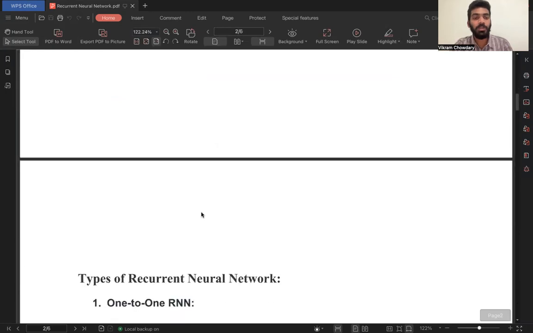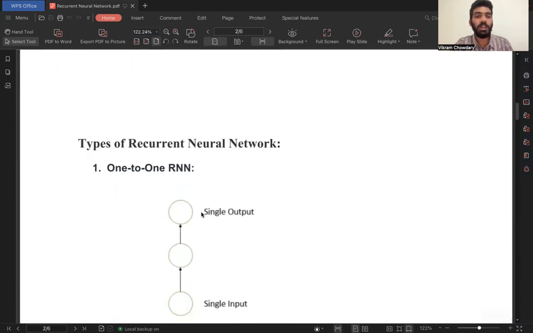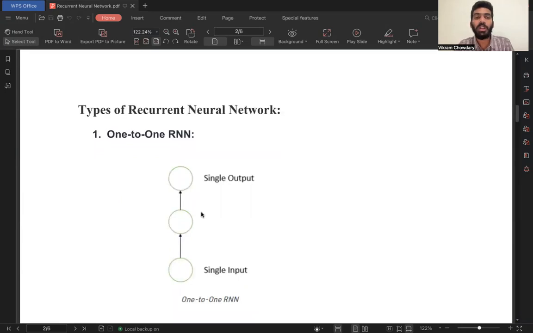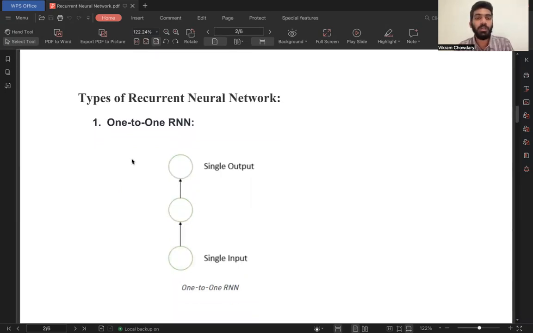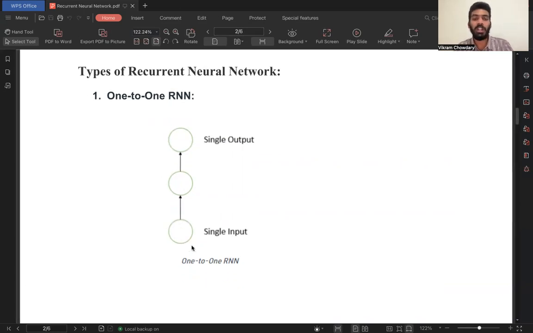Coming to the types of recurrent neural networks, there are different types, and one of those is the one-to-one neural network. This type of neural network is known as a vanilla neural network. Basically, it is used for general machine learning problems which have a single input and a single output. As we can see here, it has a single input and a single output.